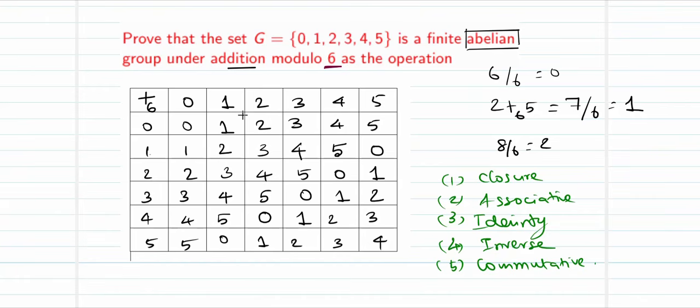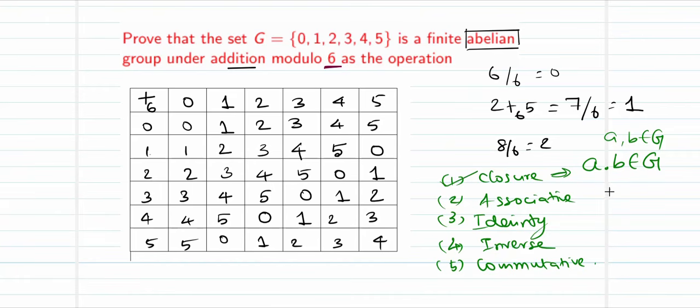Right, you take any two elements over here and do the addition modulo 6. Do you get any other number apart from the elements which are present in G? No. So I can show that very clearly from the table. A star B belongs to G whenever A and B belong to G. So closure is going to be true. What is going to be the associative law?